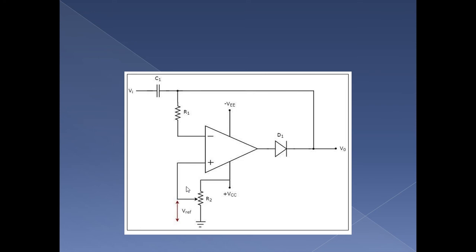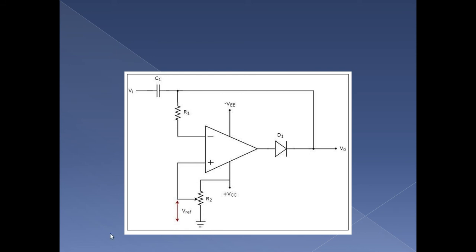This is the clamper circuit. The inverting input is connected with the input Vi through a capacitor, and the output is fed back through a diode, and the positive non-inverting pin is connected with the reference voltage V reference. I am going to explain the clamper circuit under three circumstances.